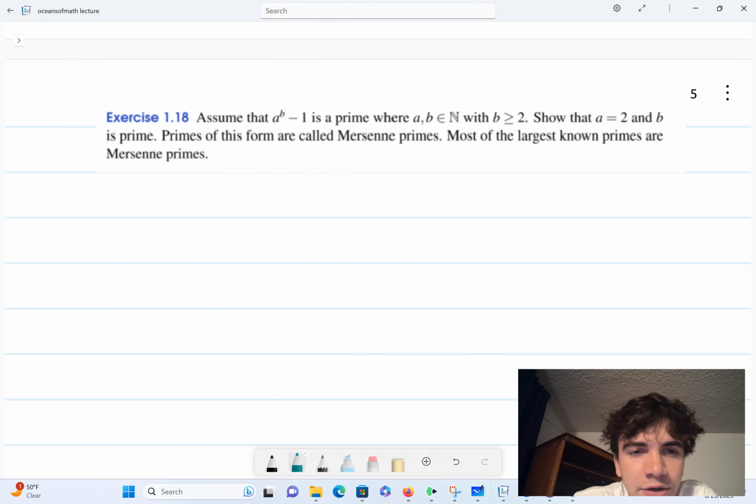All right, today we're going to do exercise 1.18 from chapter 1 of a number theory textbook. It says assume that a to the b minus 1 is a prime, where a, b are natural numbers, b greater than or equal to 2. Show that a equals 2 and b is prime. Primes of this form are called Mersenne primes. Most of the largest known primes are Mersenne primes, probably because they're pretty straightforward to calculate.